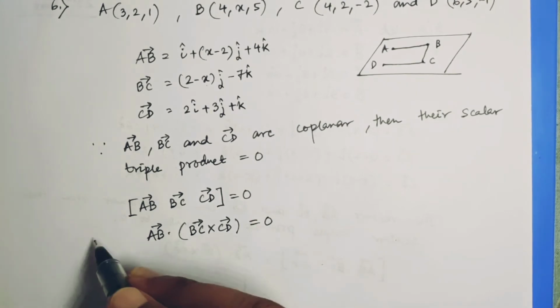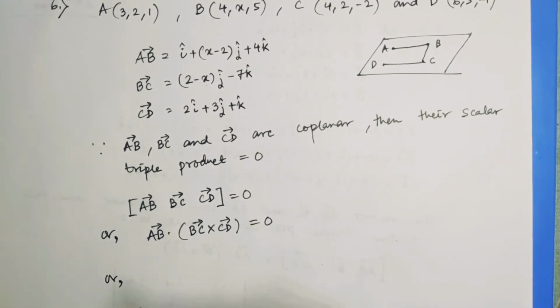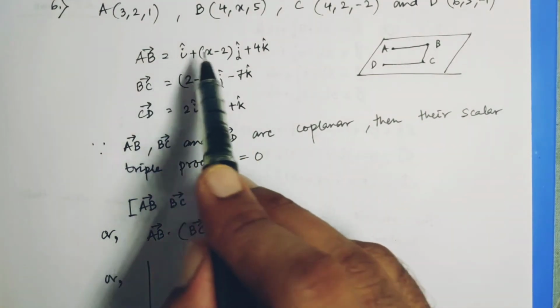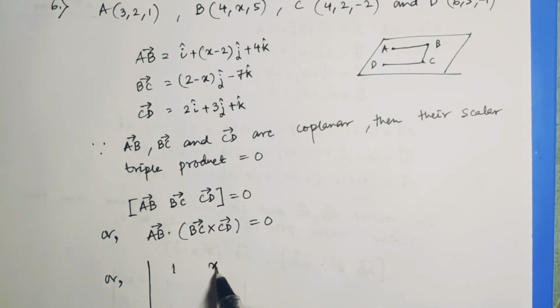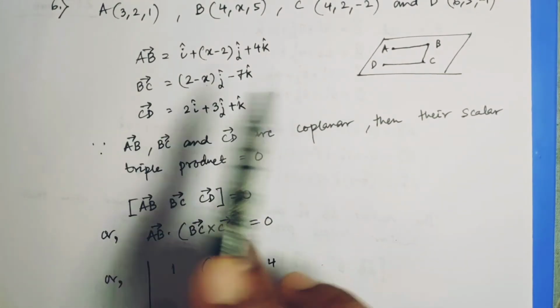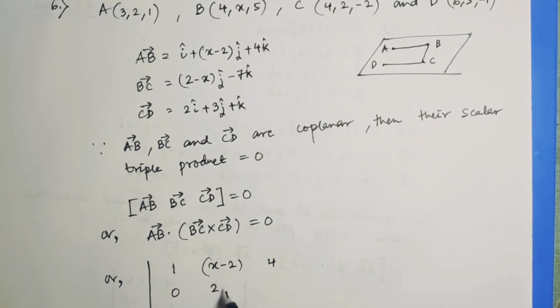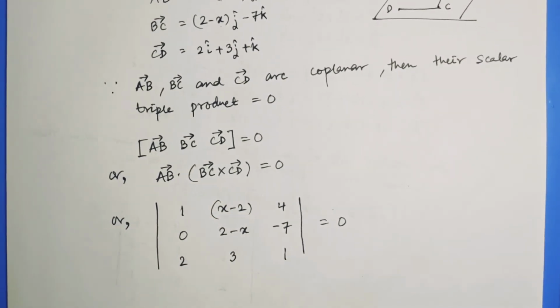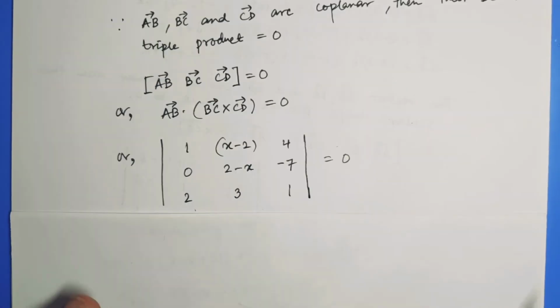Now we know the determinant form. What is the determinant form of this one? What are the components of AB? AB is 1, x minus 2 and 4. Then what are the components of BC? For BC there is no i cap, so it is 0, 2 minus x, and minus 7. And for CD it will be 2, 3, 1, and that is equal to 0. Am I clear? Understood?